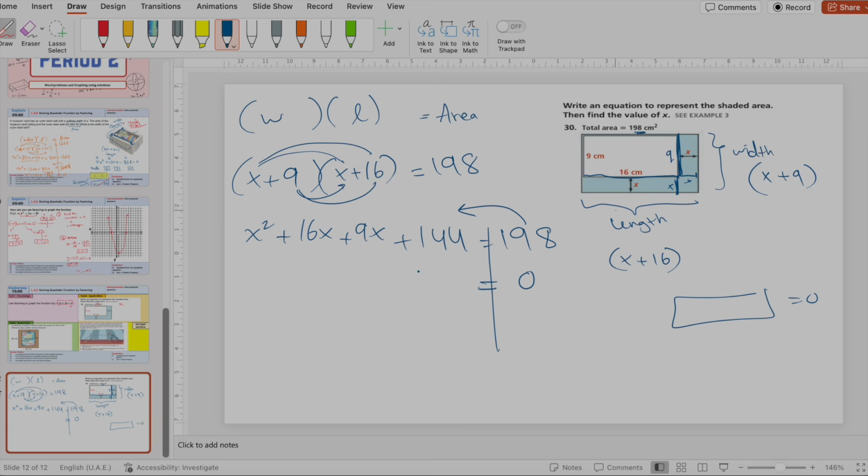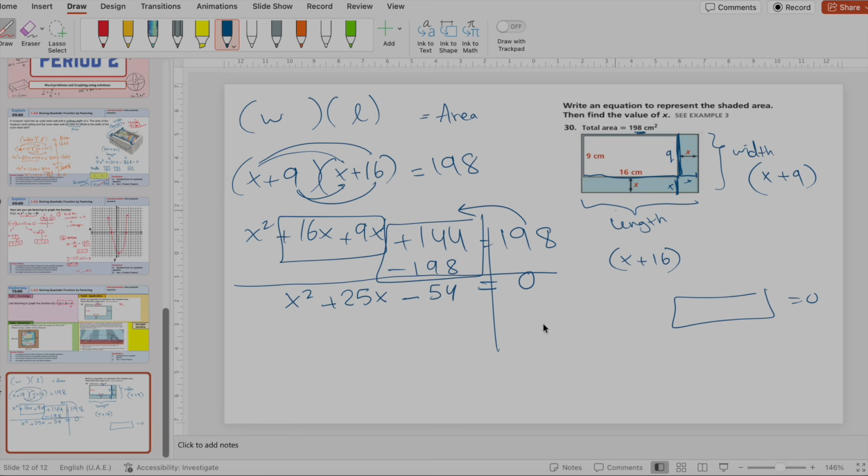If you took this here, it's going to be negative 198. Now, write down what you have left. I have x squared plus 16x and 16x plus 9, sorry. 16x plus 9 is 25x, okay? Combine these and combine these. 144 minus 198 is going to be negative 54.